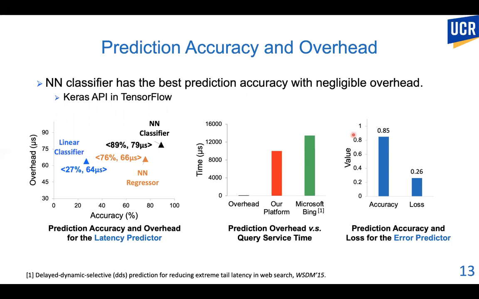Finally, the last figure shows the prediction accuracy and loss results for our error predictor. The error predictor achieved a good prediction accuracy of 85%.